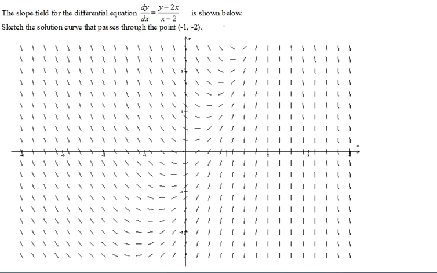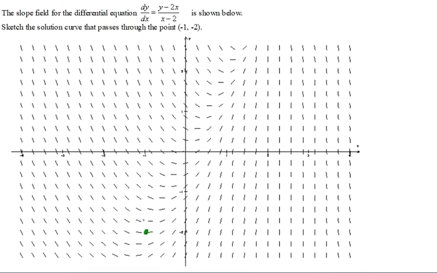On this one, you've got a solution curve that goes through -1, -2. And here's your slope field right here. So -1, -2 is right there. And then you just, again, follow the slope field from there. So it kind of curves up like this.